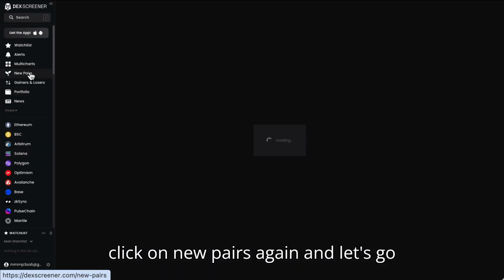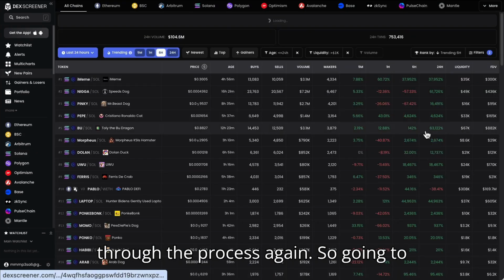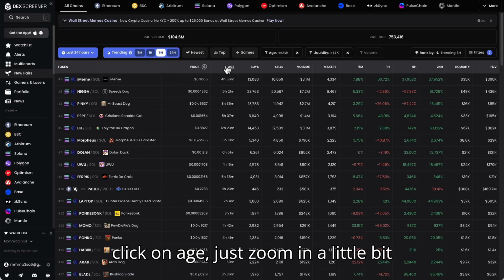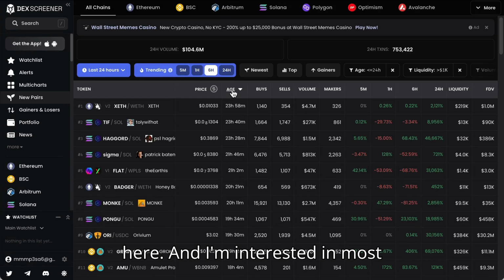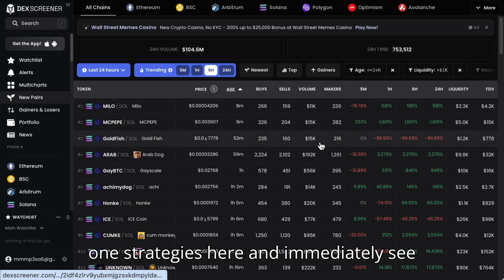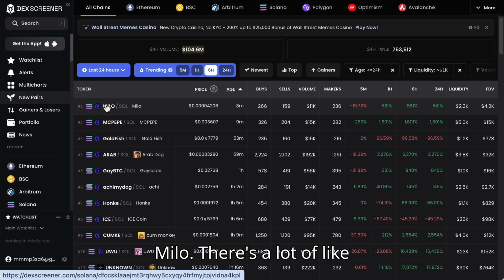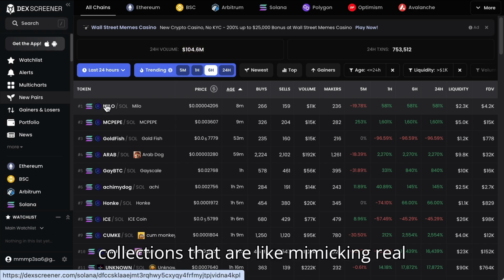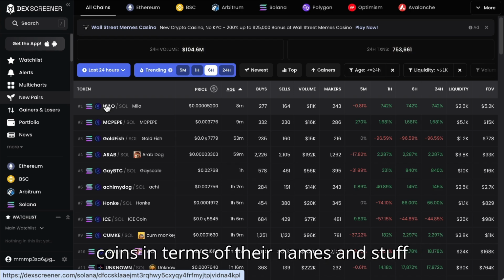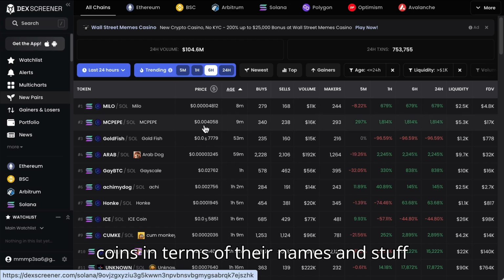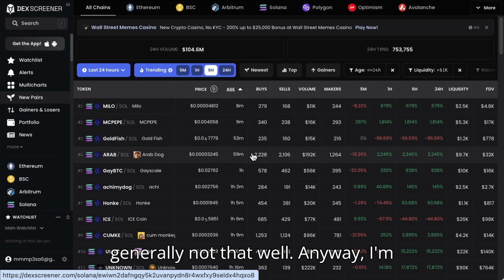So let's click on new pairs again and let's go through the process again. So going to click on age. Just zoom in a little bit here. And I'm interested in most recent because we're talking about wave one strategies here. And immediately I see Milo. There's a lot of collections that are mimicking real world meme coins or really popular meme coins in terms of their names and stuff like that. Sometimes they do okay, but generally not that well.